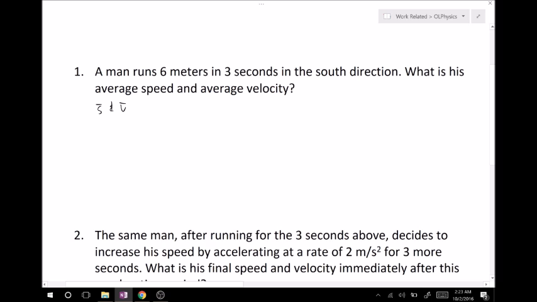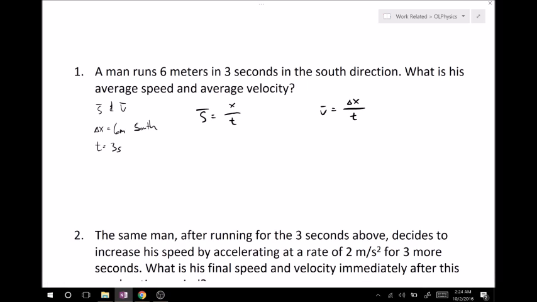What we have is a change in x, which is 6 meters south, and then we have our time, which is 3 seconds. Let me use a little bigger pen. There we go. Looking at the equations, the two that we have are essentially the same. Average speed is equal to your distance over your time, and your average velocity is equal to your change in distance, or displacement, over time. Something you might be thinking is, I don't have x, I only have a change in x, so what does that mean?